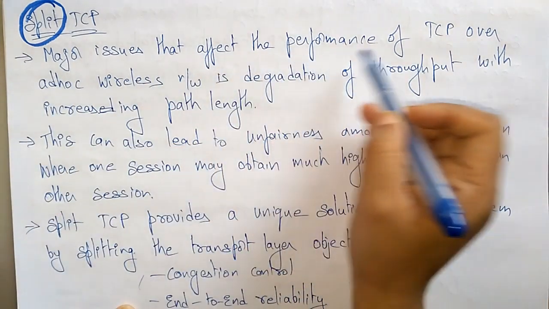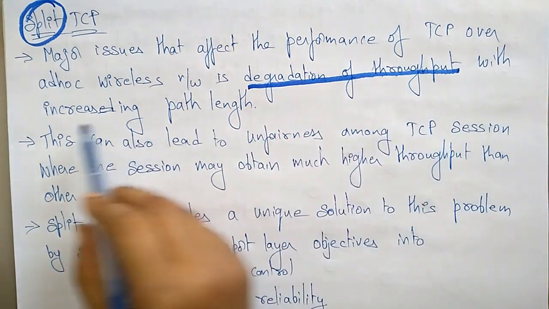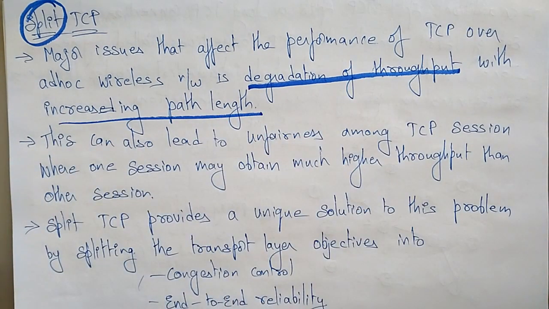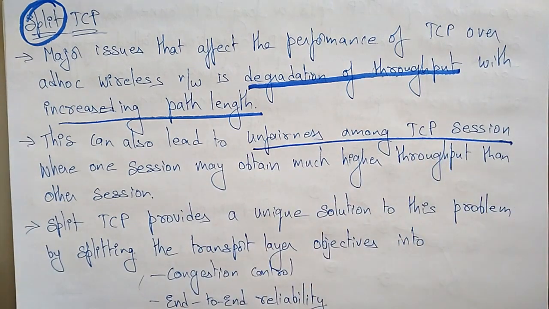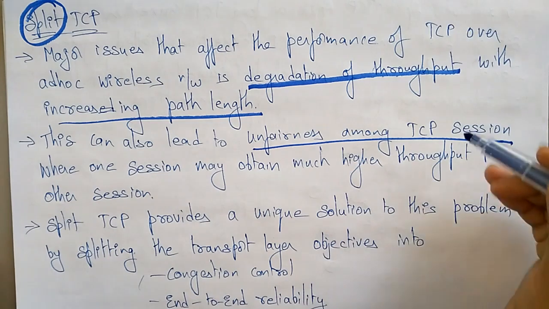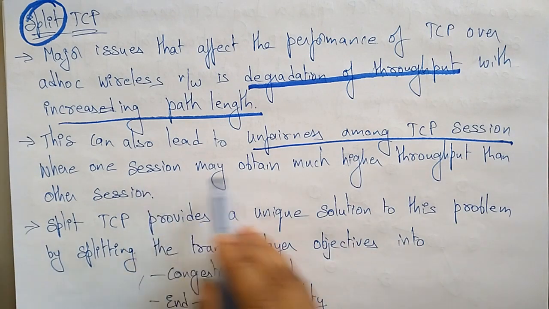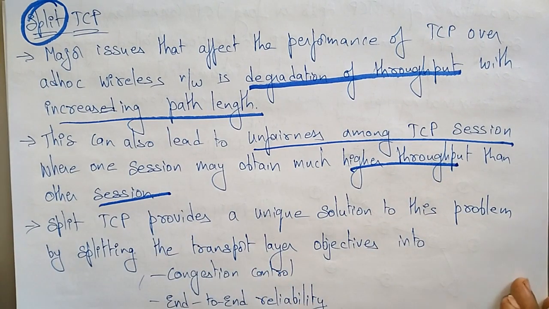The major issue that affects the performance of TCP over ad hoc wireless networks is degradation of throughput with increasing path lengths. Whenever the path length is increased, automatically there is degradation in the throughput. This can also lead to unfairness among TCP sessions, where one session may obtain much higher throughput than other sessions because of the increasing path length.